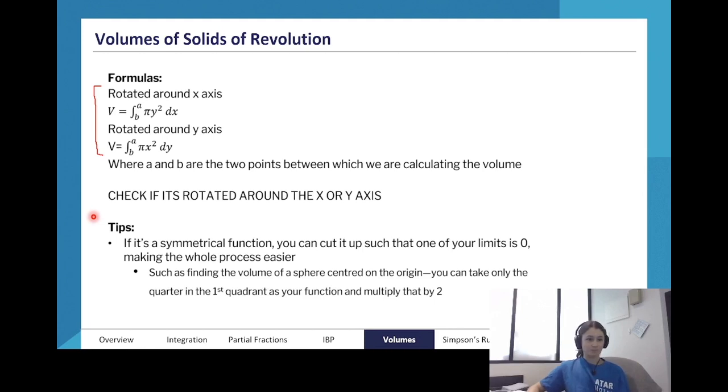Okay. And then a tip, if you have a symmetrical function, you can kind of cut it up so that one of your limits is 0, which kind of makes the whole process easier. So an example of this, which I have written in words down below, is if you have something like this. You have a sphere, and you want to rotate it around the y-axis.